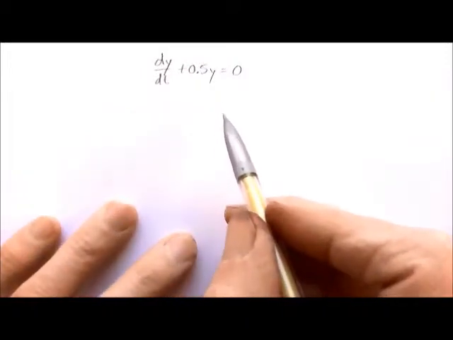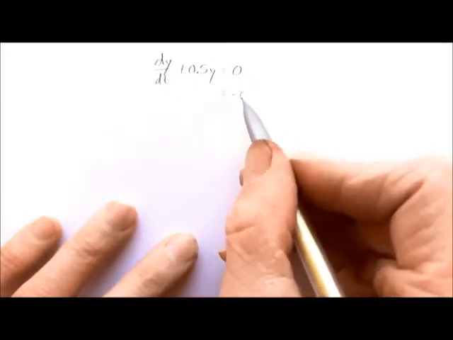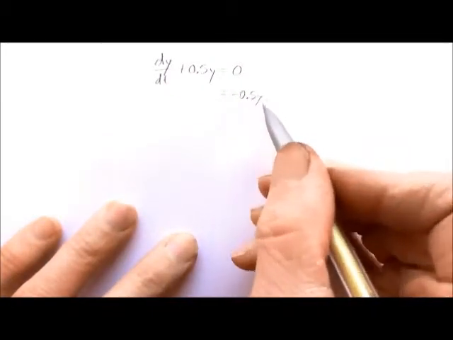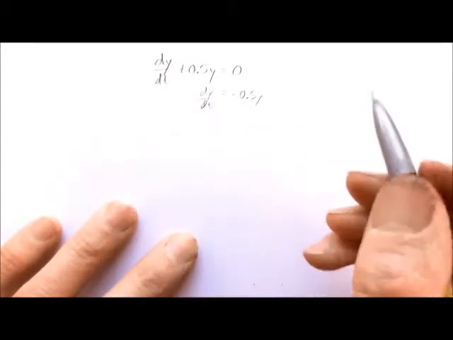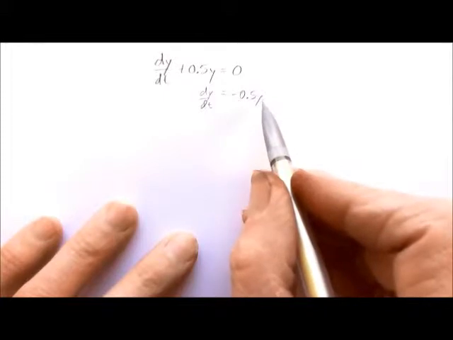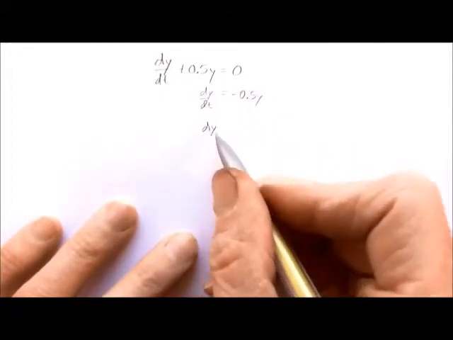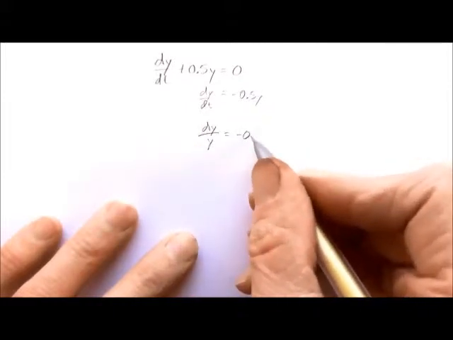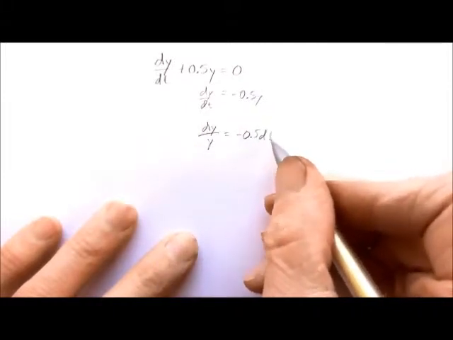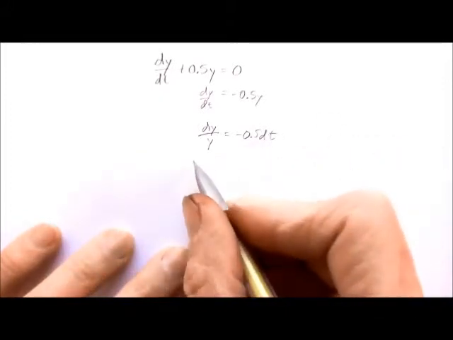So the first thing we want to do, let's move the 0.5y to the other side. So we have negative 0.5y over here equals dy/dt. We multiply both sides by dt, and at the same time, let's divide by y. So we have dy over y equals negative 0.5 dt. So at this point, we've separated the variables. Now we integrate both sides.